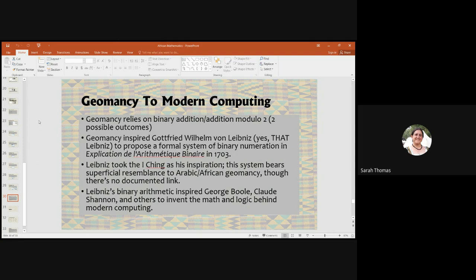However, geomancy was current at that time, so it could be something that was kind of floating around in the cultural ether that he had kind of thought about, or he knew about. There's not a documented link between those two or between Leibniz and that, but it was kind of in the air at the time. But the binary arithmetic inspired George Boole, he of the Boolean logic, Claude Shannon, all the other, what would you call them? Like the pioneers of computer science.